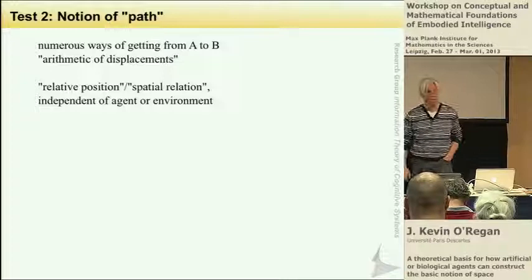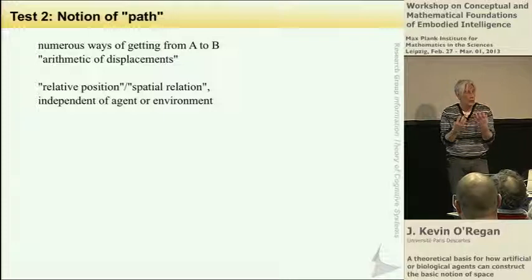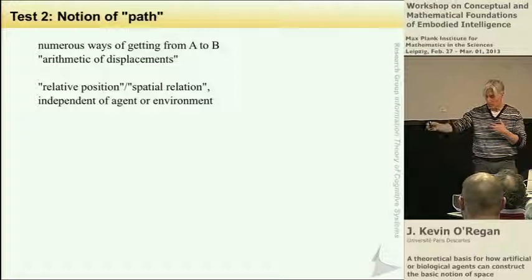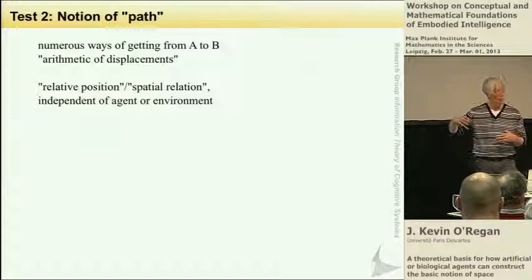The second test captures another aspect of the notion of space, which we all seem to understand intuitively, which is the notion of path. When I go from A to B, I know that I can get to B in many different ways by making detours, both from A to C to D and then back to B.